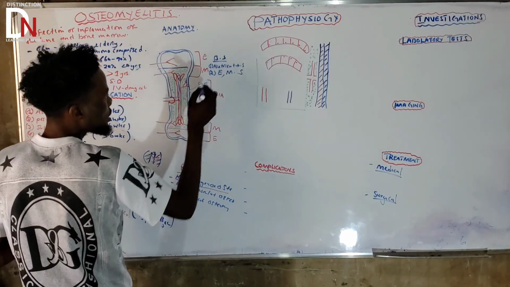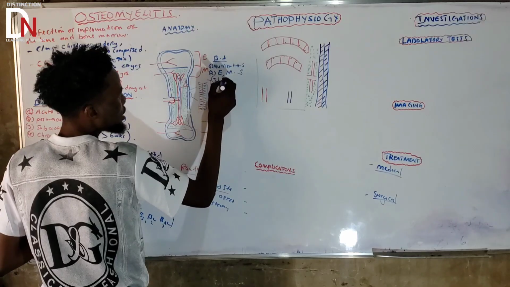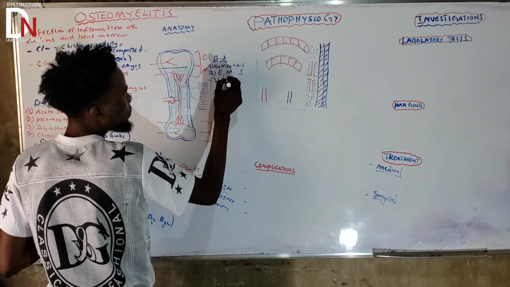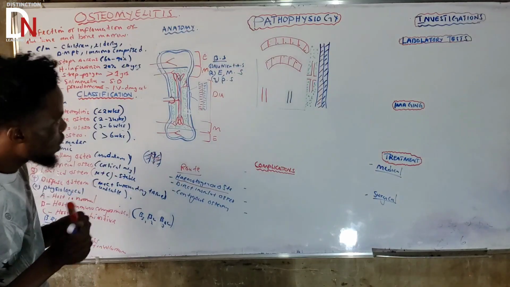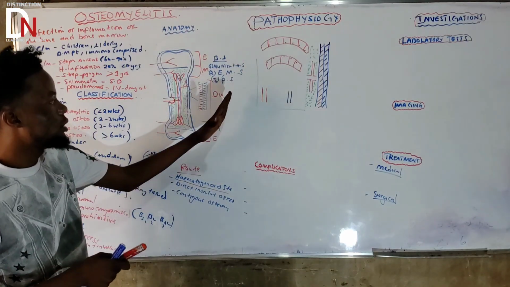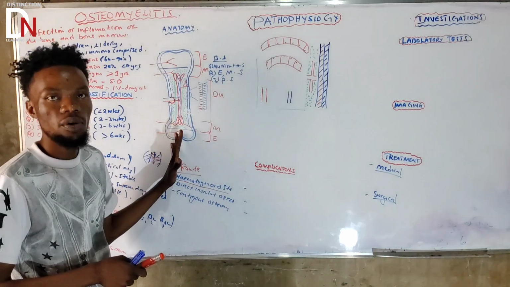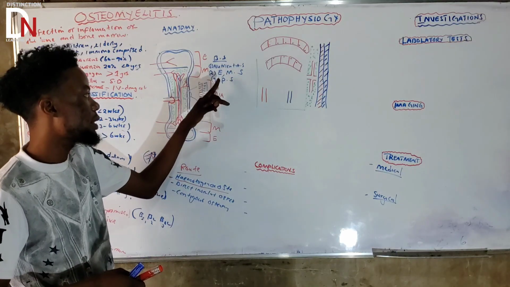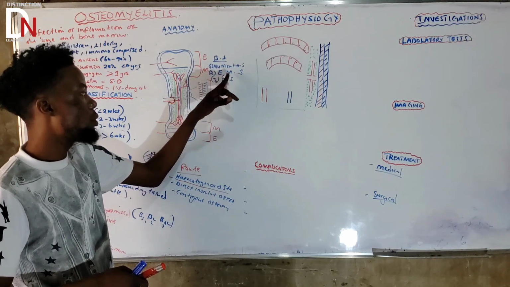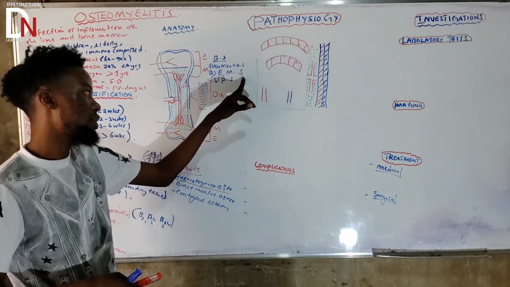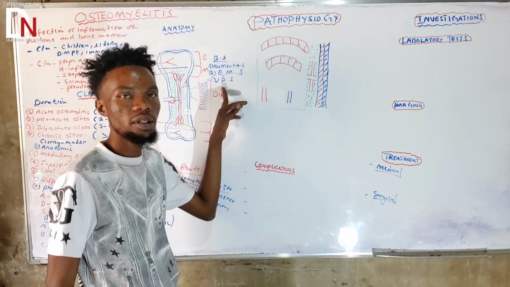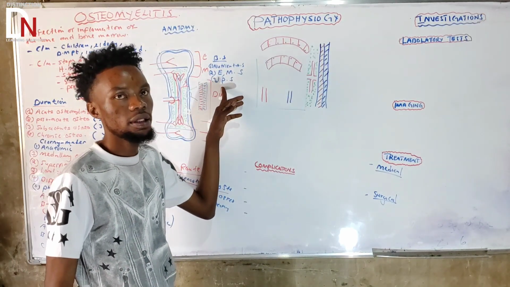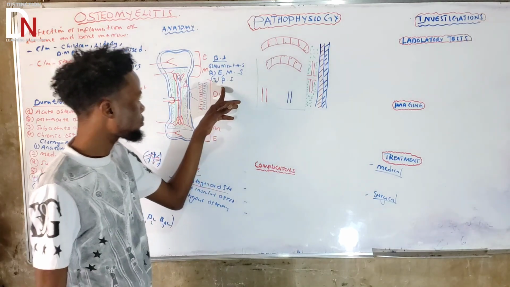The last one is the periosteal system, okay? So how many arteries are really important in blood supply to the long bones? There is the nutrient artery, the epiphyseal and metaphyseal systems. And there is also the periosteal system that supplies a lot of structures.